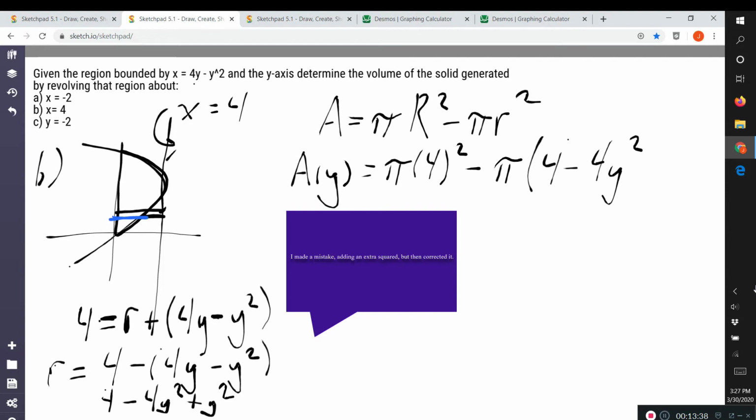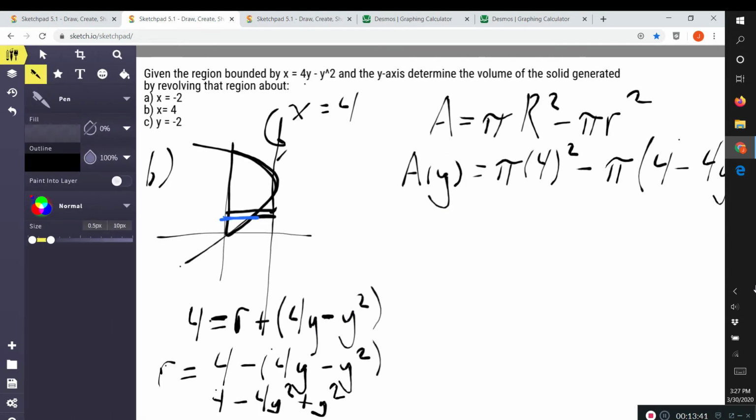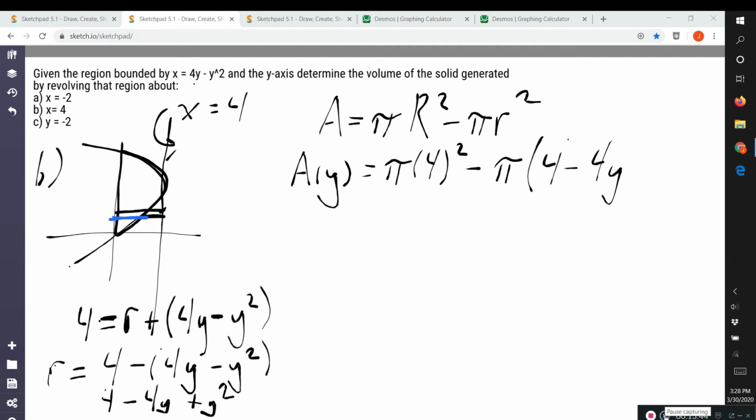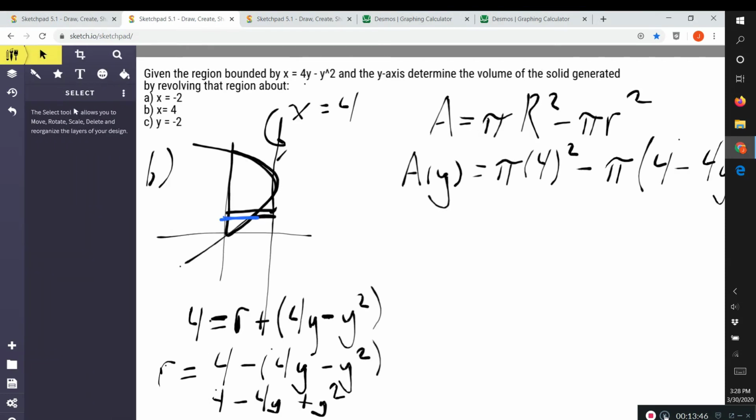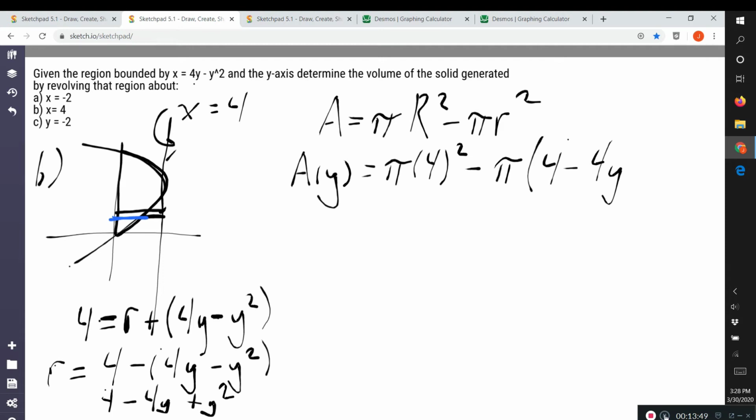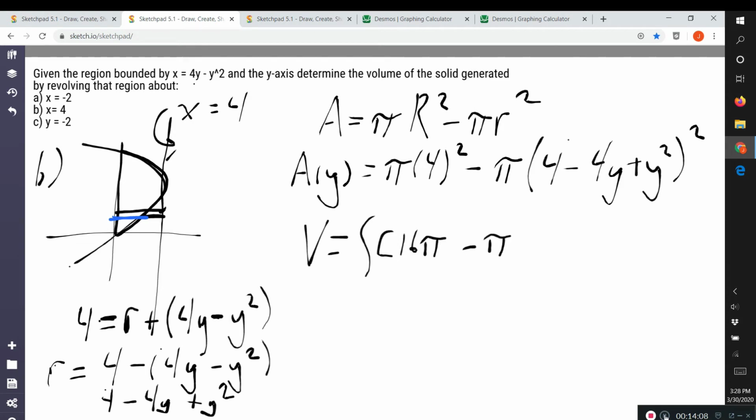Oh, I'm sorry. I have an extra square in there. All right, now that I've fixed that, 4 minus 4y plus y squared, quantity squared. Now, we want to talk about the volume of this. Again, the volume will be the integral of that. Simplifying that 4 squared there. And dy, because we're working with respect to y.